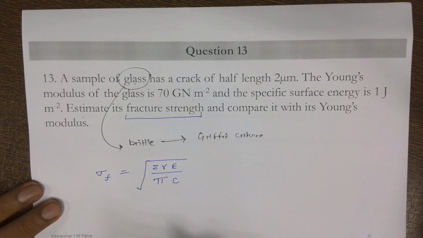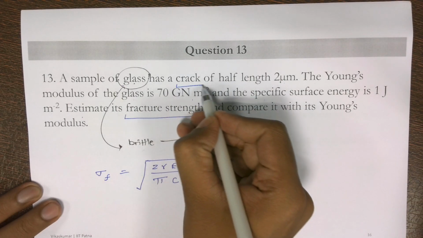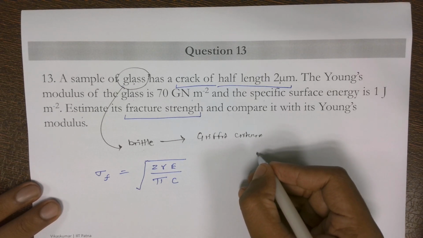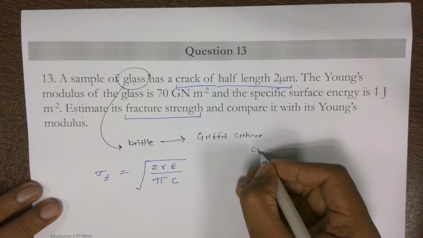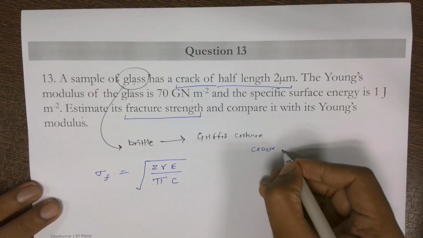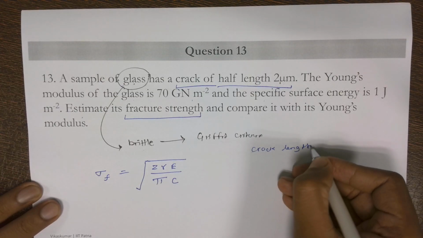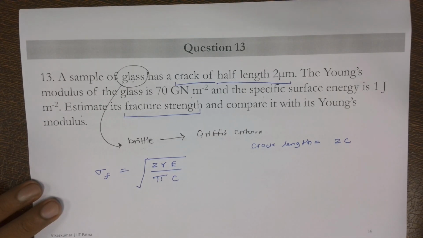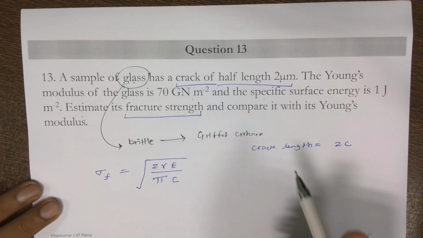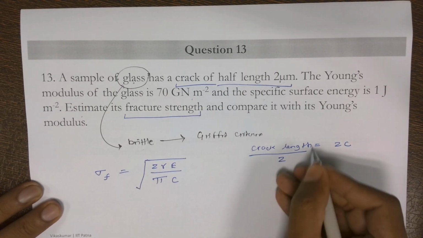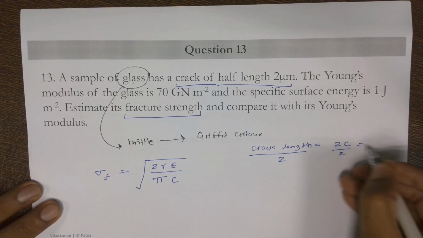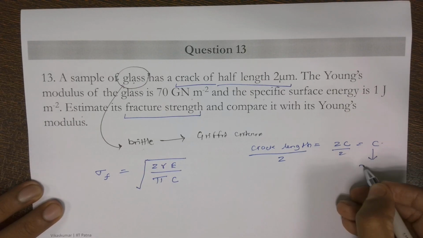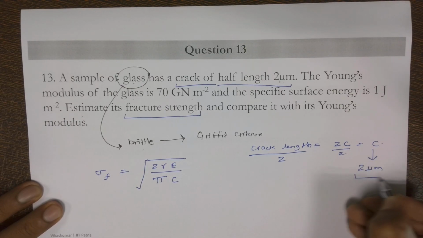Now let's see the list of the information that is given to us. The crack of half length is given to us. We saw in the class that the crack length is given as 2c or 2a, anything you can call it. What is given to us is a crack of half length, so let's divide by 2. The crack of half length is nothing but c, and it is 2. So the value of c is directly given to us, it's 2 micrometer.